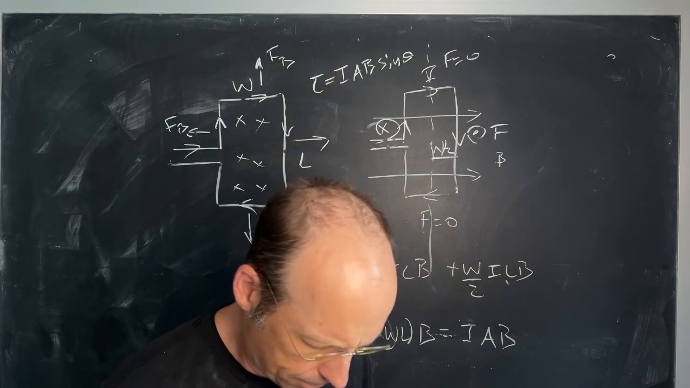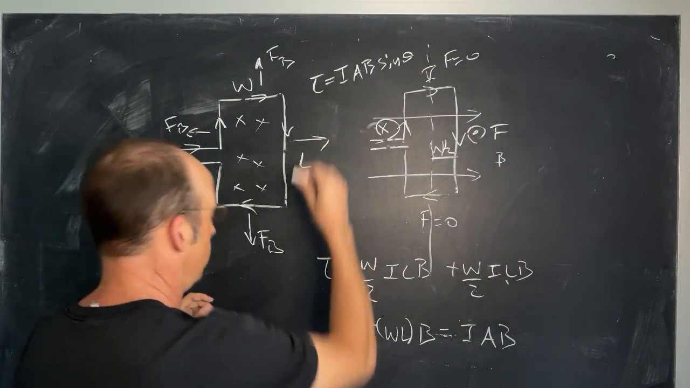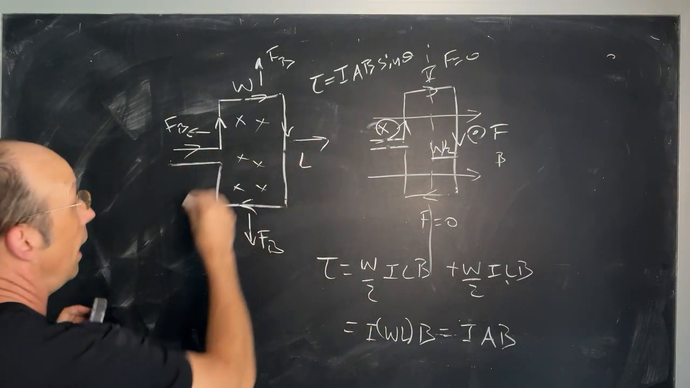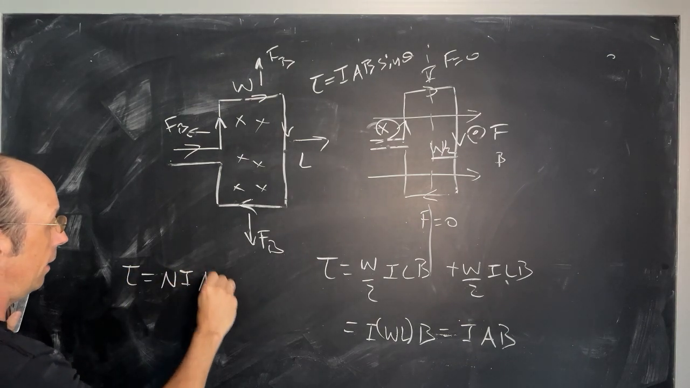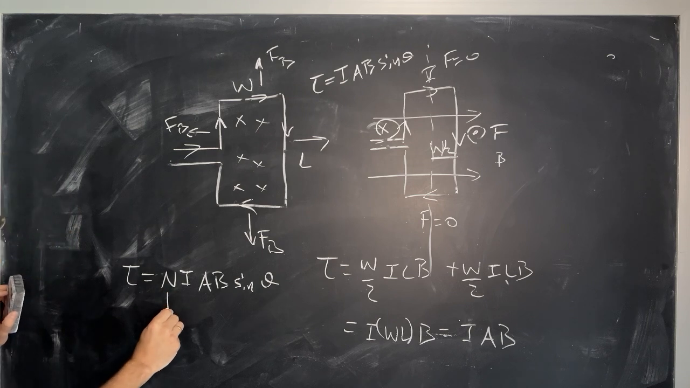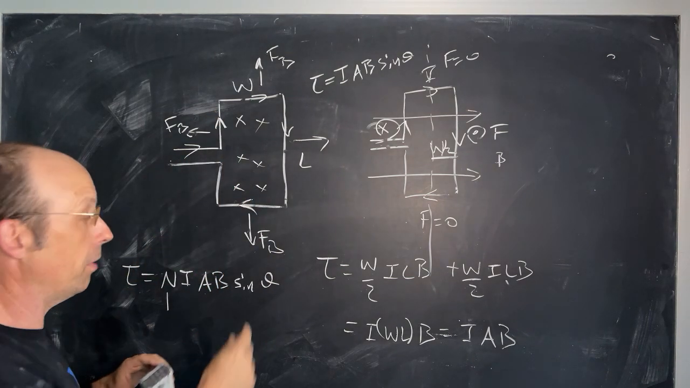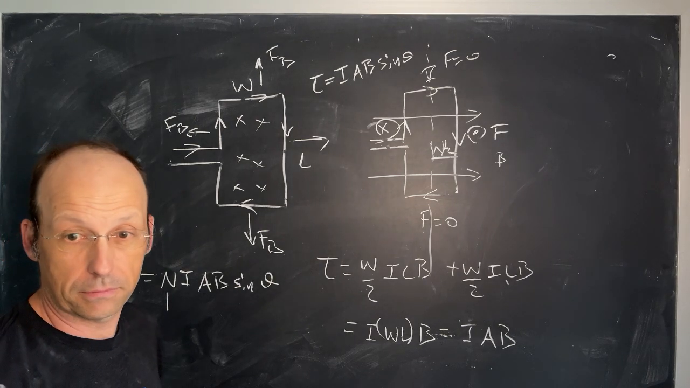That's the motor. In general, we actually should write this as torque equals N I A B sine theta. In this case, N is the number of loops, because you're not just going to have one loop. In order to make a better motor, you want to loop it around a lot of times.